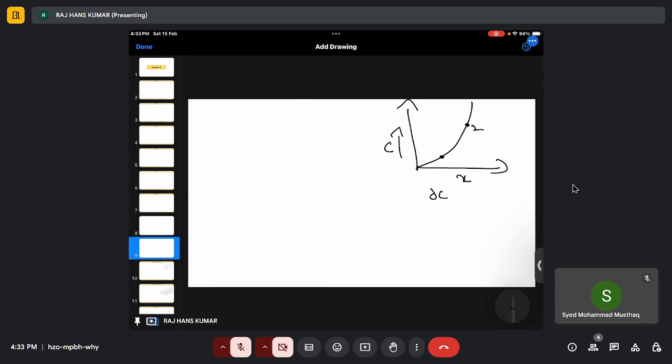So let's say this is at x equals 1, this is at x equals 2. Now what is my concentration correlation? It is x square. So ∂c/∂x will be equal to 2x, right? Now at point 1 it will be 2. What about at point 2? It will be 4, right? So the slopes are changing.